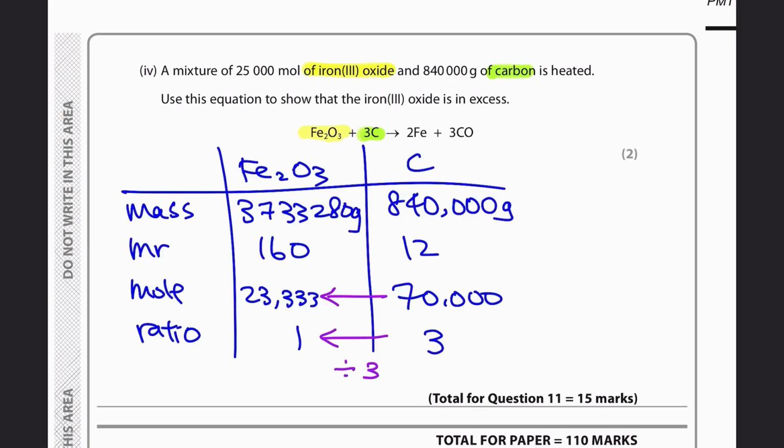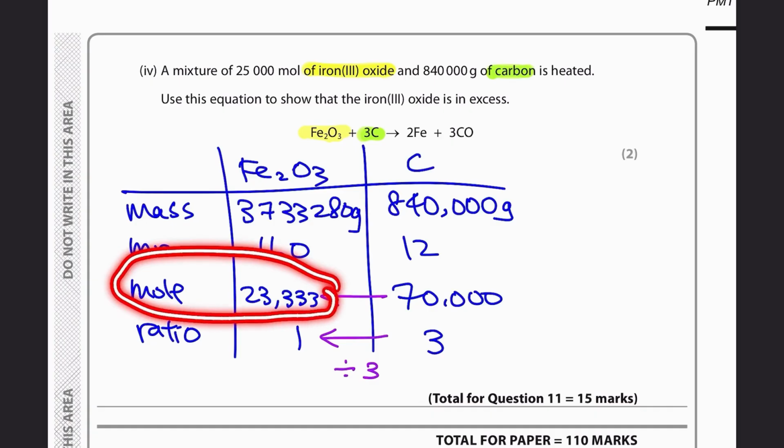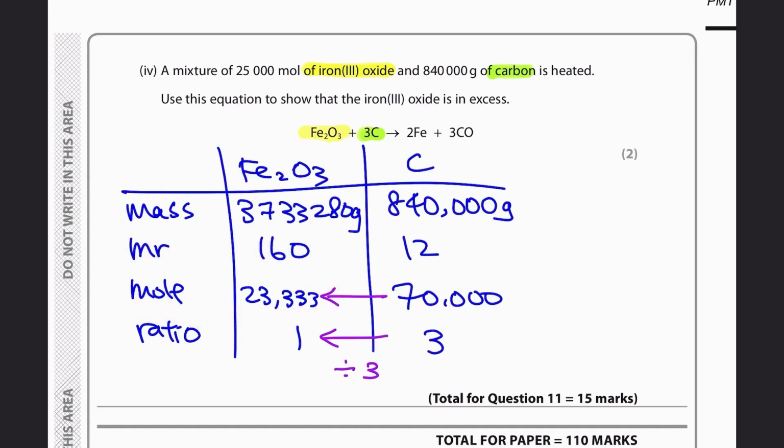Okay, now what is the point of all this table? You're supposed to show them that iron oxide is in excess. So what do you notice about this table? If we do the calculations like this, how many moles of iron oxide do I need? If it was a perfect situation, I only need around 23,000 moles of iron oxide. But look at how many moles they actually had. They had 25,000 moles of iron oxide.